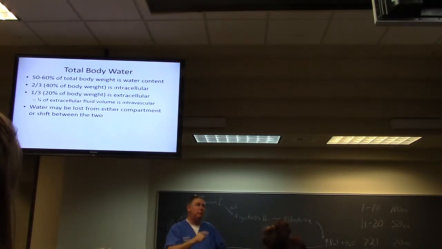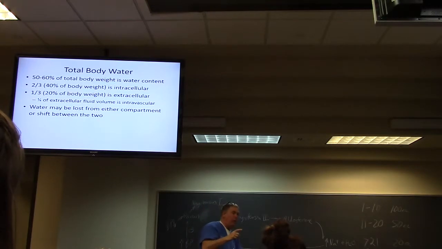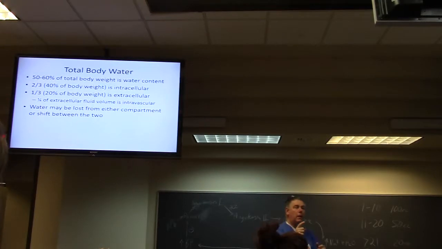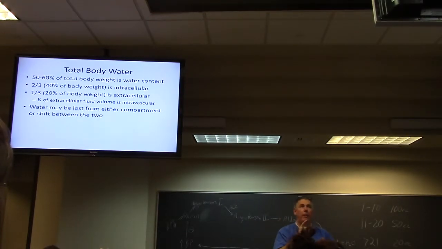Now, as that last bullet point says here, water may be lost from either compartment. And by the 2 compartments there, they're talking about intravascular or extracellular. But then water can move between those 3 compartments. You can have water moving in and out of the cells just as easily as it moves in and out of the extra and intravascular spaces.